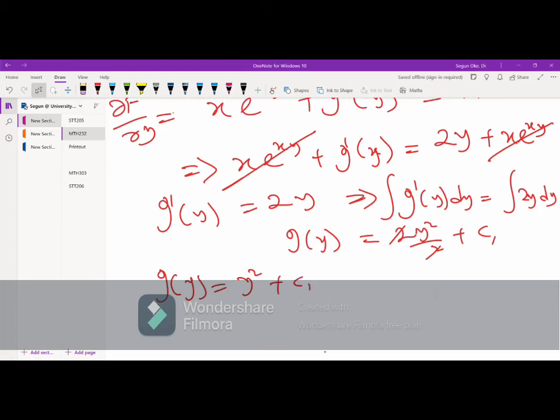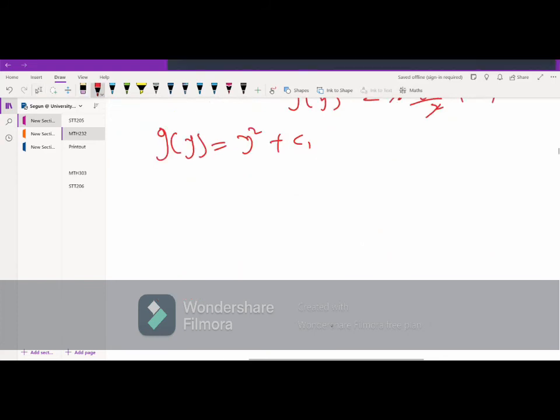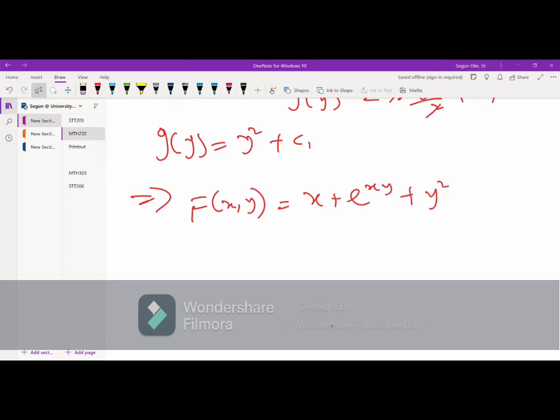So I go back to the equation and substitute. What do I have where I substitute it? I have my f of x comma y to be equals to x plus exponential xy plus y squared plus c. So, which implies x plus exponential xy plus y squared equals to c. That's what they asked you to do. Any question, please?